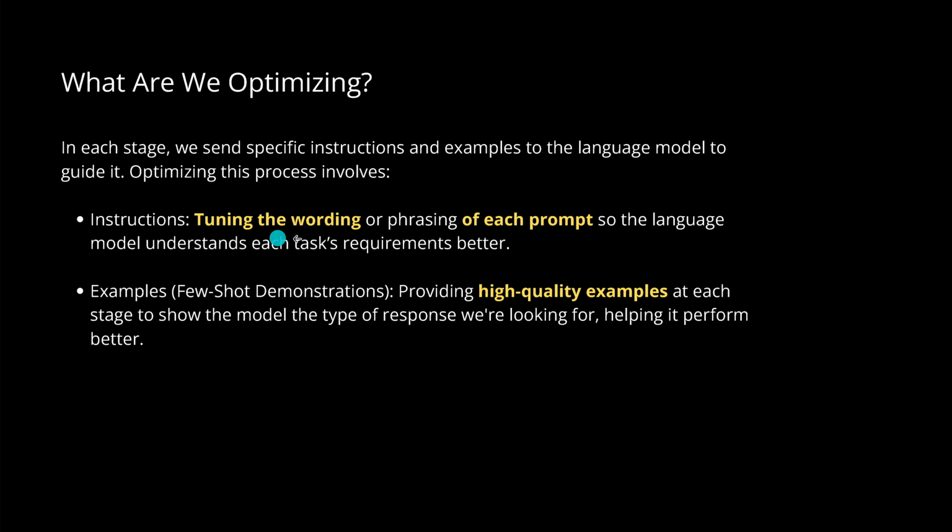Instructions, simple. We're tuning here the words or the phrasing of each prompt so that the language model understands each task's requirements better, easier, faster, at higher quality. Plus, we add examples. Few-shot demonstrations, ICL, in-context learning, you know this procedure, providing high-quality examples at each stage to show the LLM the type of response we are looking for. And this helps the LLM, as I showed you with OpenAI models, to perform better.